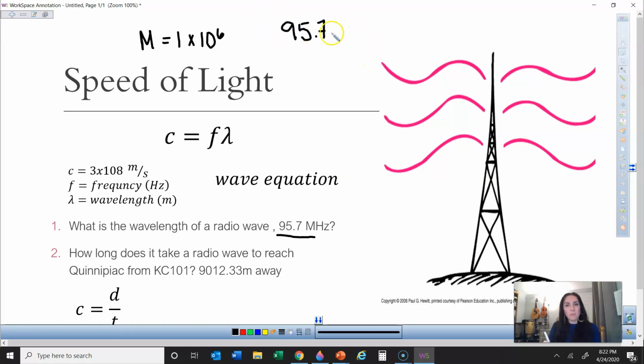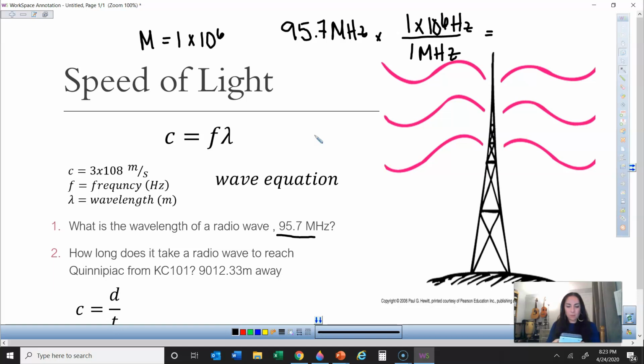95.7 megahertz is the same as writing it as 1 megahertz is 1 times 10 to the 6th. So notice I'm doing a conversion into regular hertz, because we're in meters per second here, and we have to keep it meters per second. There's no mega here.